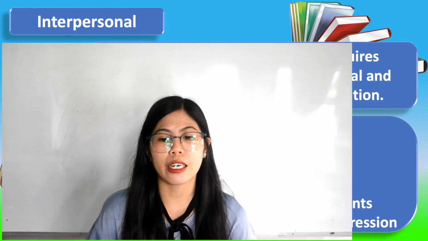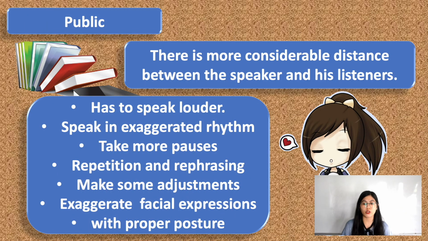Now, when you are speaking to the public, there is a more considerable distance between you and the listeners. We call that proxemics or the use of space. So because of this, you must speak louder so that your listeners will hear you. You must also speak in an exaggerated rhythm to maintain the attention of the audience because others might fall asleep when you are speaking. Next, take more pauses to observe if your audience understands you.